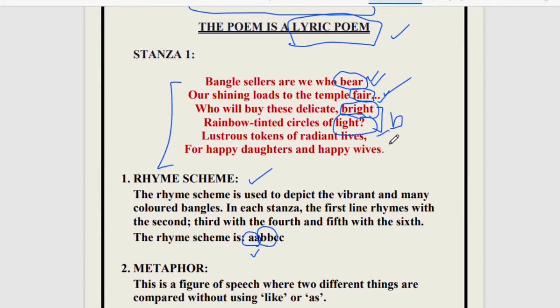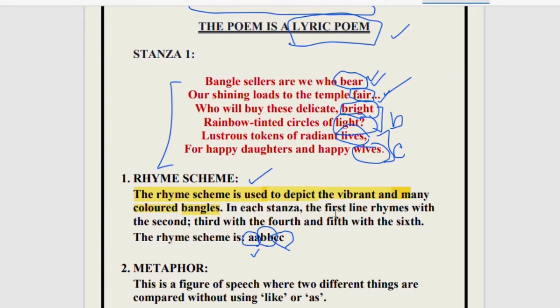And now we will move on to the last two lines of the first stanza. See, the last word of the fifth line and the last word of the sixth line also rhyme with one another. We will take it as C. So over here we see AA, BB, CC. This is the rhyme scheme. What is a rhyme scheme? It is also written in detail. You can read it from here. The rhyme scheme is used to point out the vibrant and many colored bangles. The rhyme scheme over here points out the vibrancy or the beauty or the detailed significance of these colorful bangles.